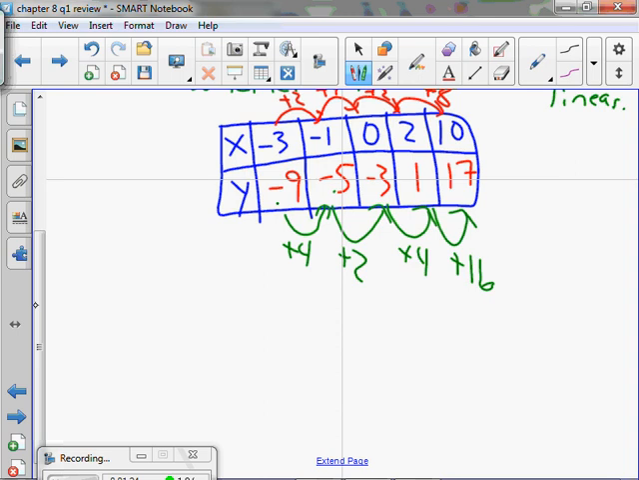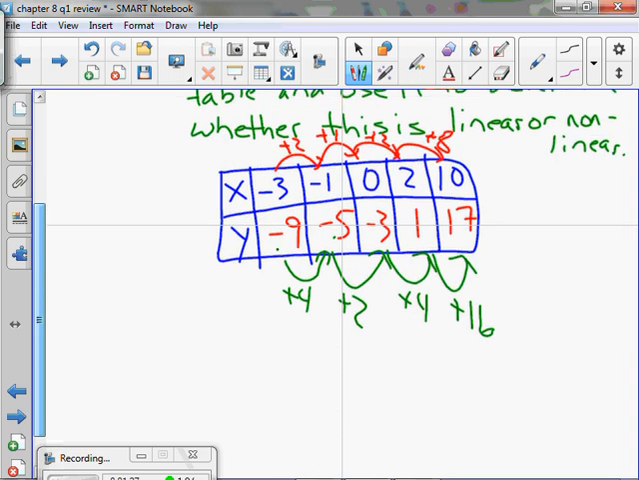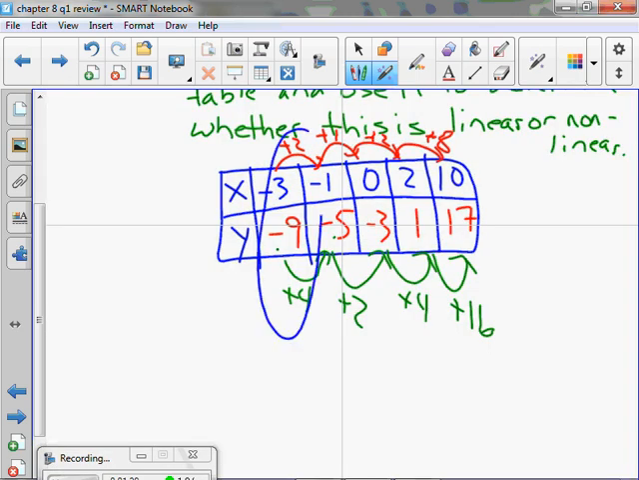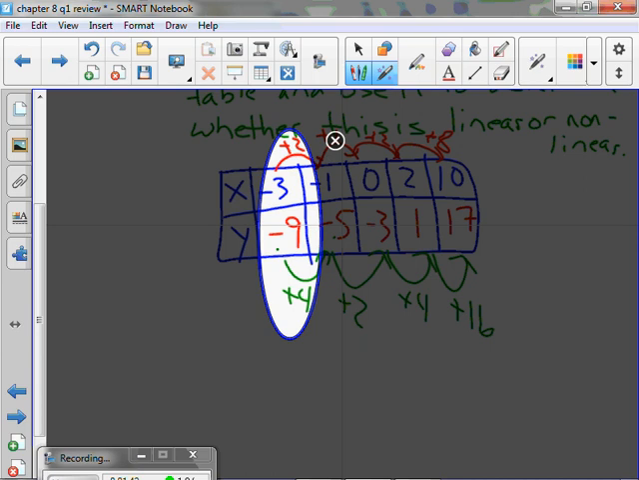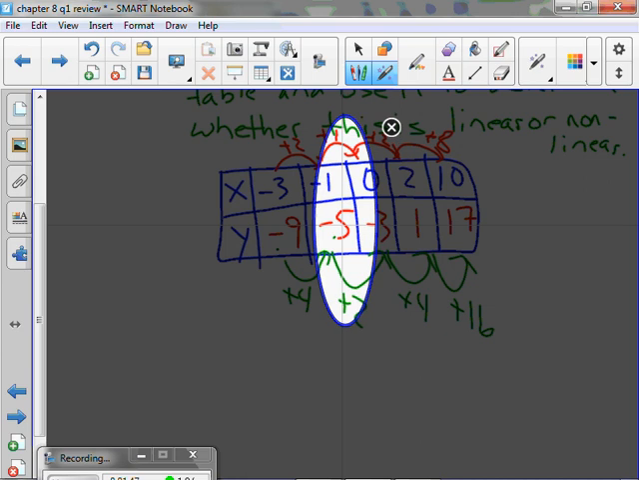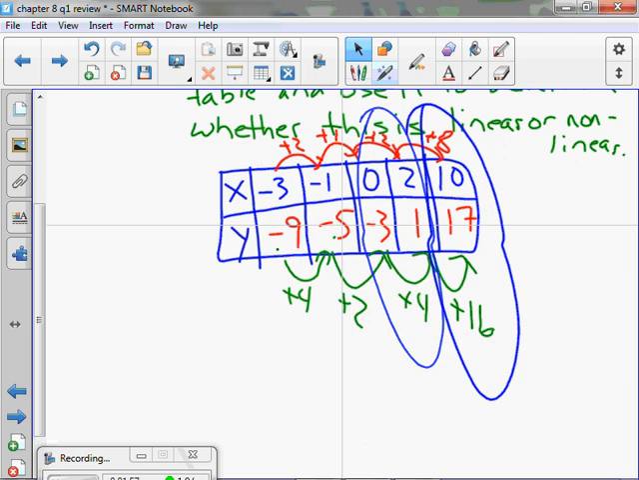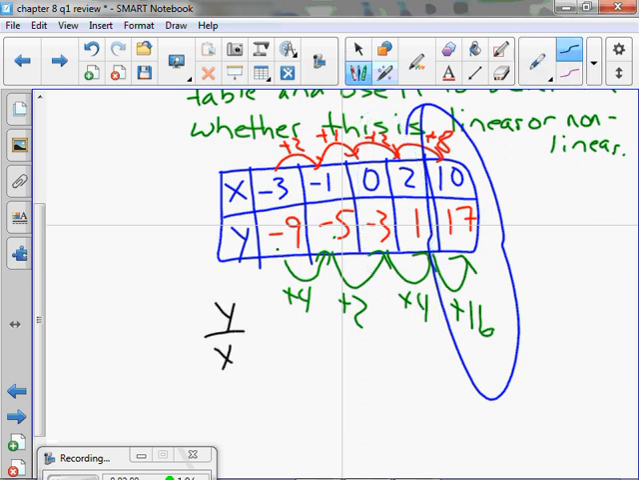To find my rates of change, what I need to do is find 4 different fractions. First of all, this one divided by this one. I'm going to divide the 4 by the 2, then the 2 by the 1, then the 4 by the 2, and then 16 by 8. It's always the change in the y divided by the change in the x.